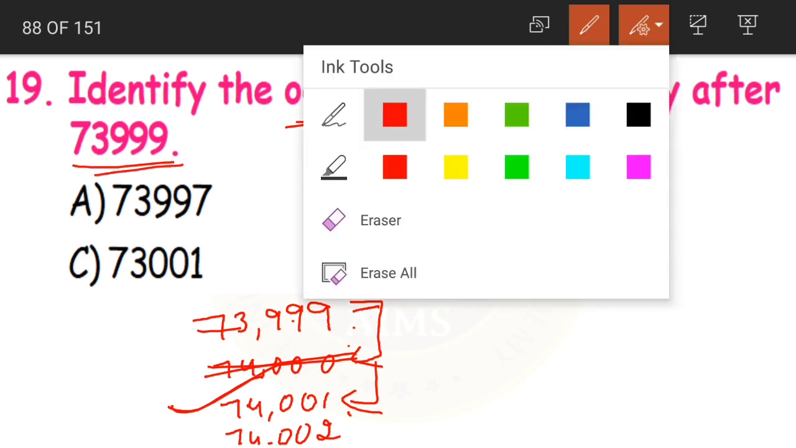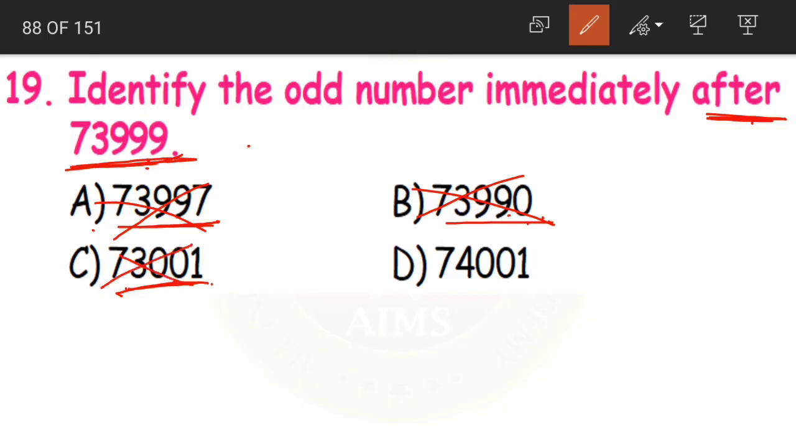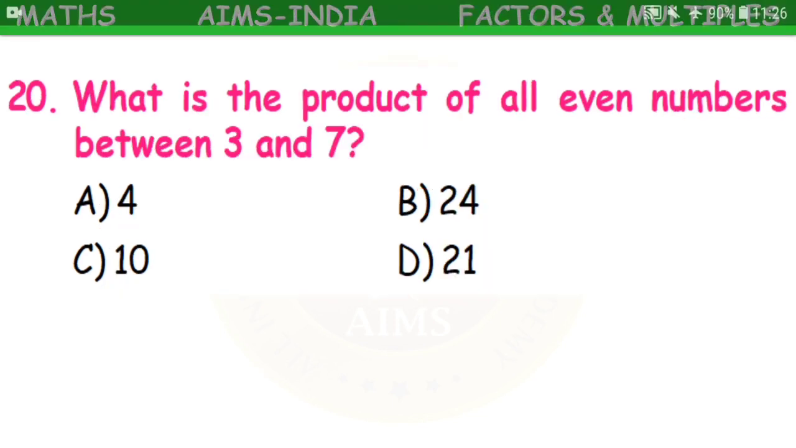Or else if you look at the options here, see, 73,997 does not come after the given number, so it cannot be our answer. Again, 73,990 does not come after 73,999, and 73,001 also comes before our given number but not after. And the only option remaining is option D, 74,001. Now coming to question number 20.